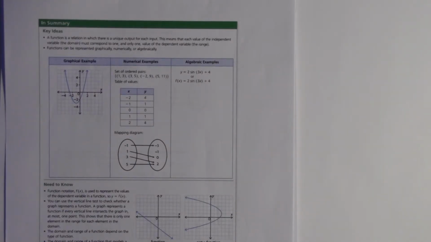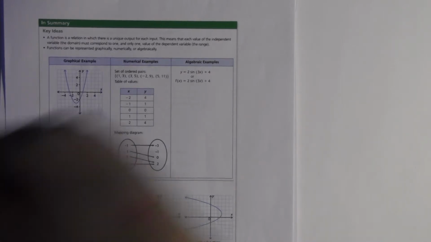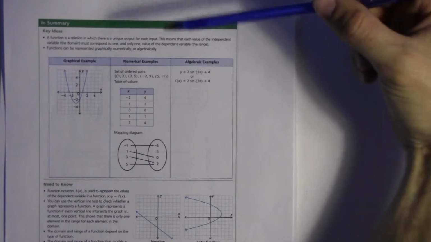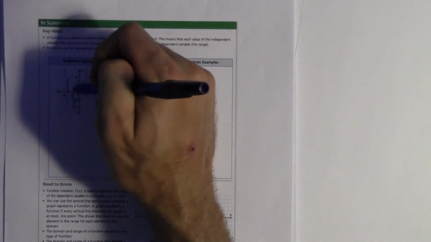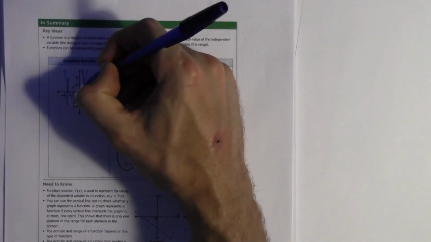Okay, so key ideas. A function is a relation in which there is a unique output for each input. This means that each value of the independent variable, the domain, must correspond to one and only one value of the dependent variable, the range. Functions can be represented graphically, numerically, or algebraically. Okay, and there's our example graphically. We know this passes my vertical line test, only one spot.